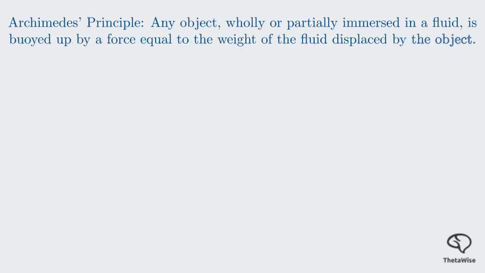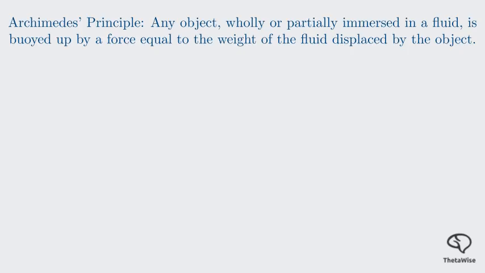Now let's talk about why things float or sink. This brings us to the concept of buoyant force, which is explained by Archimedes' principle. Archimedes' principle states that any object, wholly or partially immersed in a fluid, is buoyed up by a force equal to the weight of the fluid displaced by the object. In other words, when you put something in water, it pushes some water out of the way, and the water pushes back with a force equal to the weight of the water it displaced.